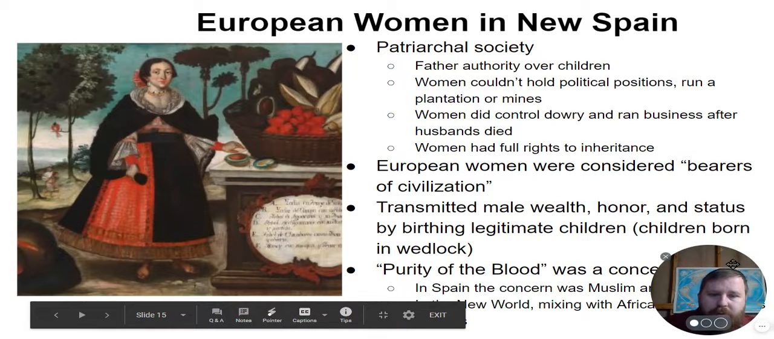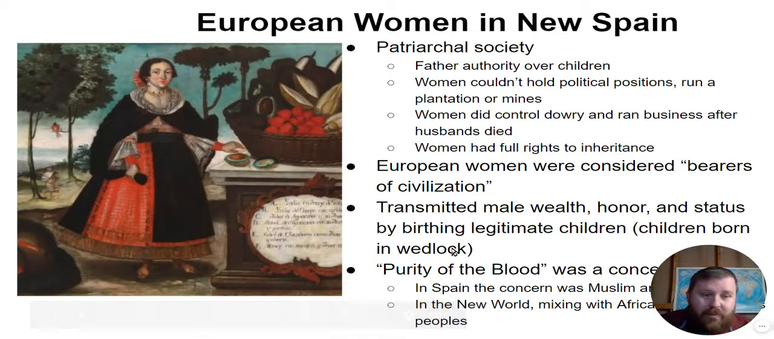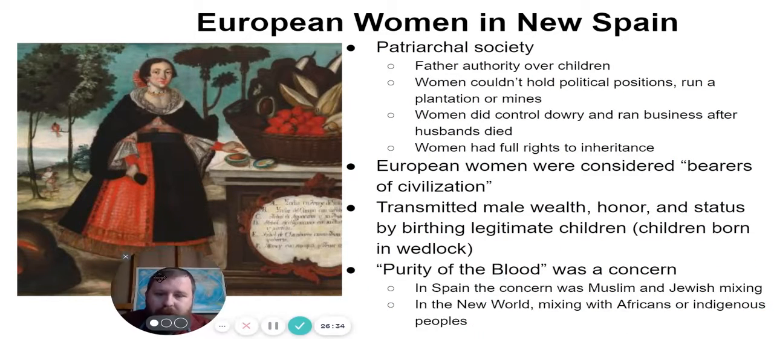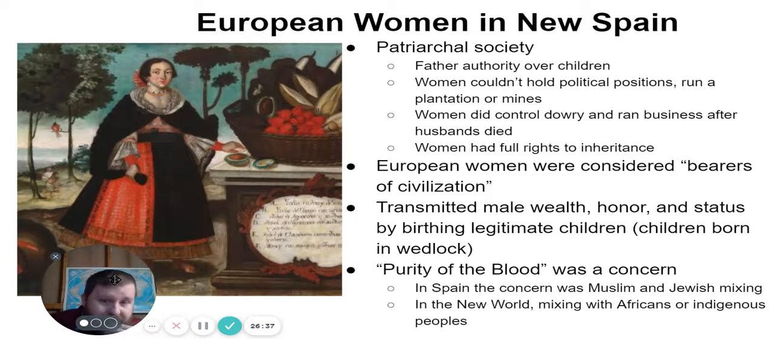Purity of the blood was a concern, especially, given what we just learned about Casta paintings, especially in New Spain. And in Spain, the concern was Muslim and Jewish mixing on the peninsula of Spain, but in the New World, mixing with Africans or indigenous people is what they're concerned with. So both in Spain and in the New World, you have this idea of we want to make sure that the blood is pure, that there's not any mixing of different ethnicities in the bloodline.